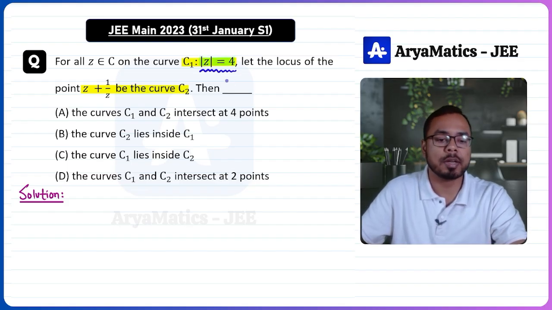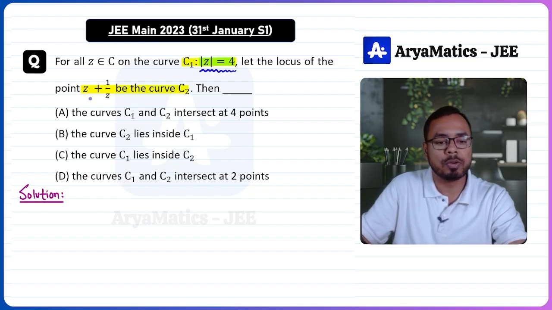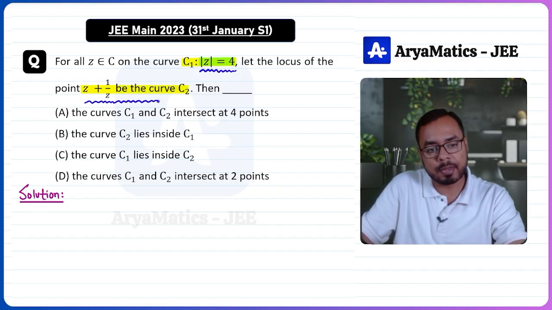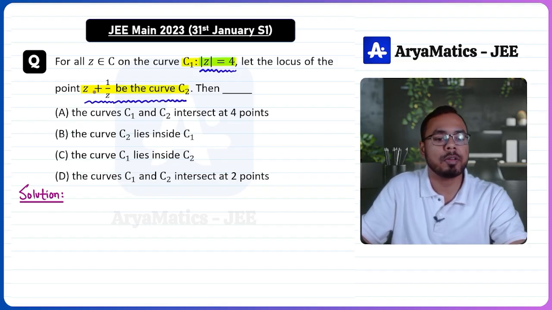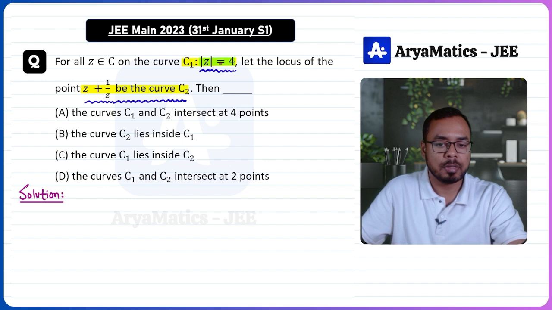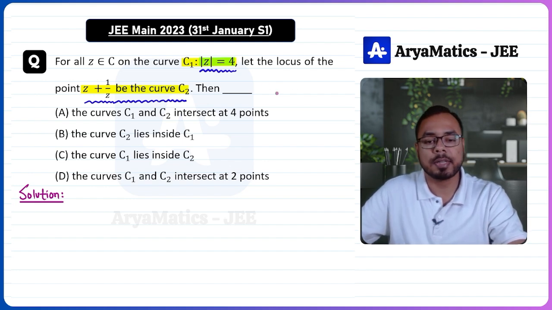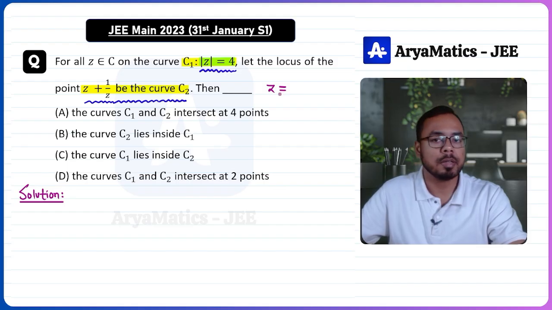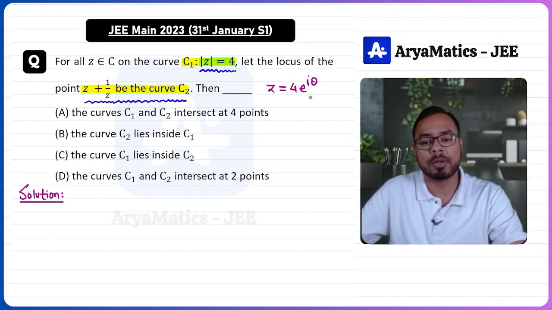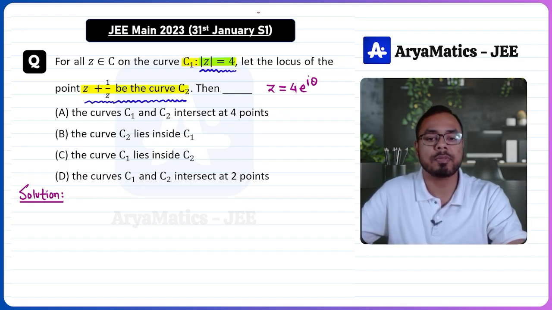And if z1 is a point on curve C1, then we need to figure out what will be the locus of points z plus 1 by z. That means if z1 lies on curve C1, then we have to find the curve on which all these points z plus 1 by z will lie. So see, if z is a point on this circle, right? If mod z is 4, then we can always take z in Euler's form, where complex number z is r e raised to i theta. So we can take z as 4 into e raised to i theta, since the modulus of z is 4. And for different values of theta, we'll get all the points on this circle mod z equals 4.